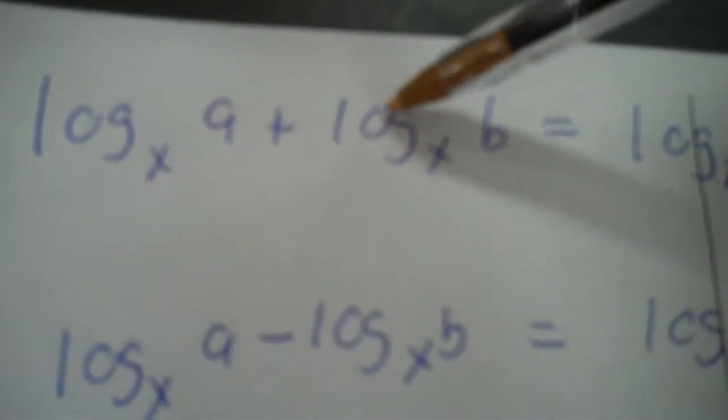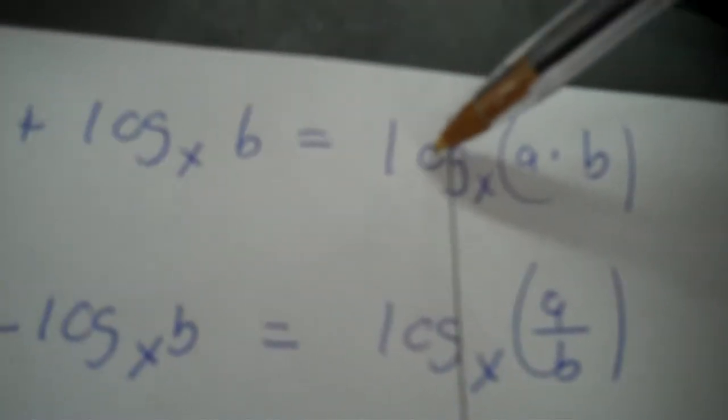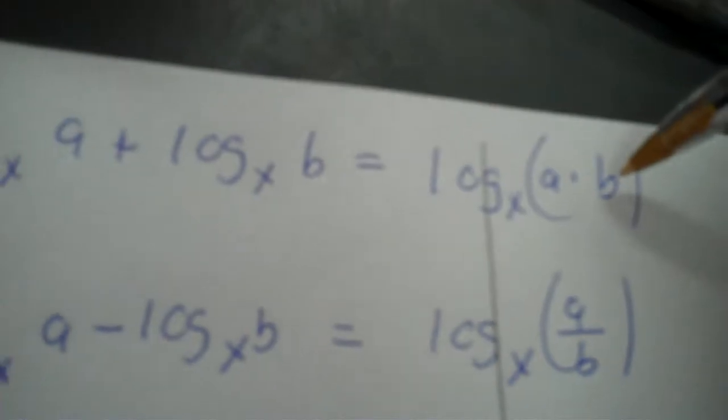Now, sometimes the logs have bases. Here they don't. That'd be a base 10. Okay, that's what your calculator does. So that tells me that if I have two separate logs, log base x of a plus log base x of b, that's the same as log base x of a times b.